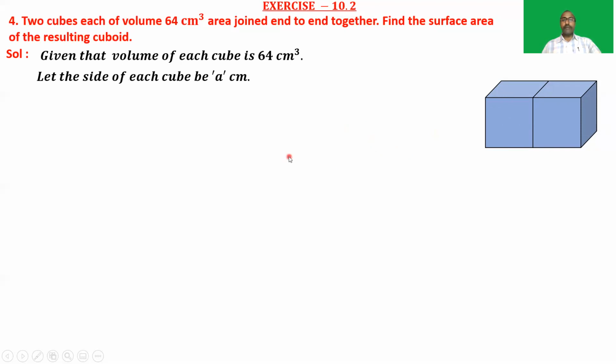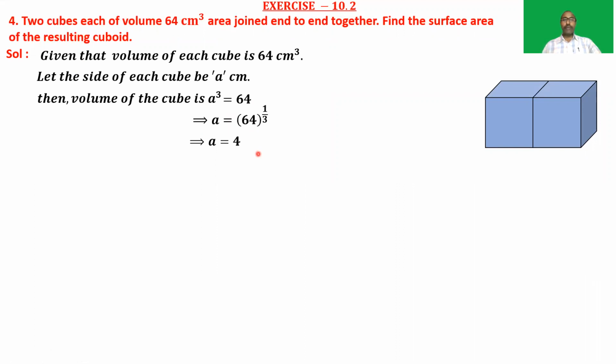Okay. So let the side of each cube be A centimeter. Then its volume is A cube. Now the volume A cube is equal to 64, because the volume of each cube is given as 64 centimeter cube. So A cube is 64. Now from this we can write A is equal to 64 to the power of 1 by 3, that is A equal to 4. That is, the length of the side of each cube is 4 centimeter.